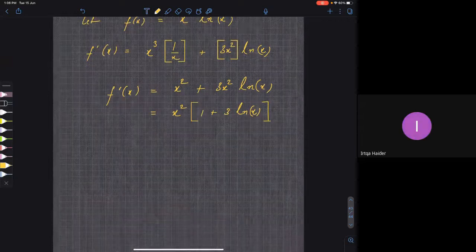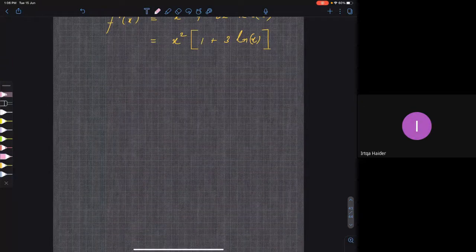Clear. Last example. I'll give you the derivative of one function, and I'll take the derivative in two ways, and both the ways I'll get the same answer. Let us see.